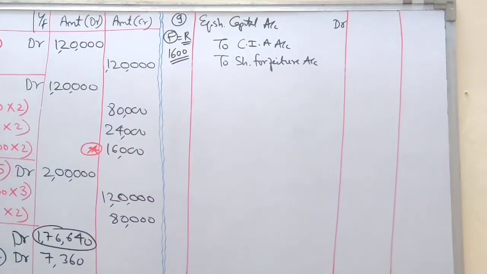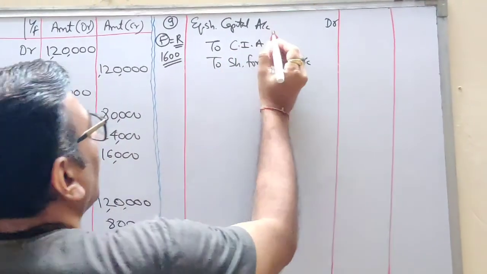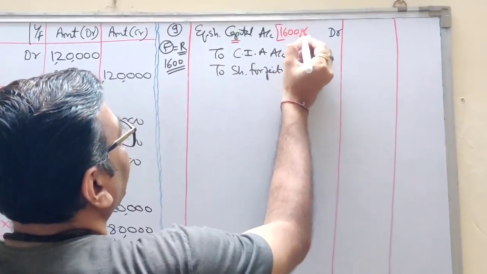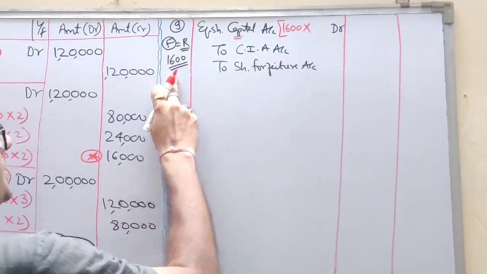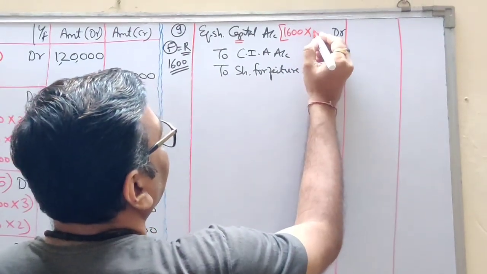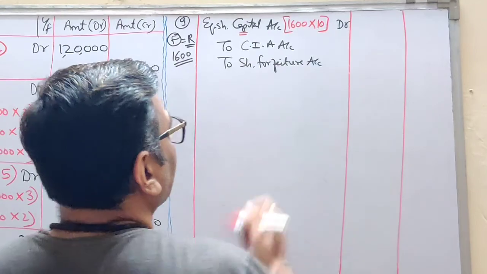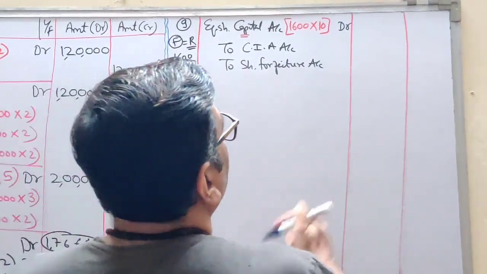Now let's write down the working note. How to get the capital amount? You will multiply 1600 shares. You are forfeiting 1600 shares. You will multiply it with the face value, that is 10 rupees. So this will give you 16,000, right?